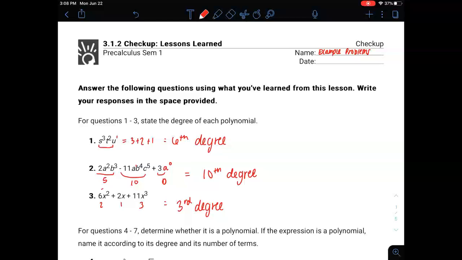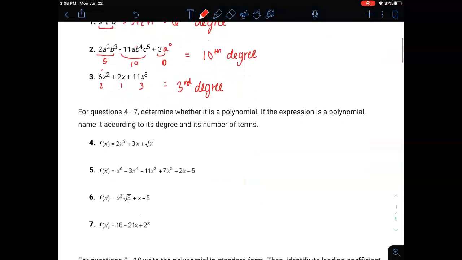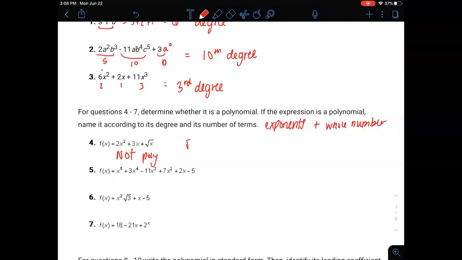All right, now 4 through 7, determine whether it is a polynomial or not. All right, determine if it is a polynomial or not, right? And so again, what we are looking for is exponents that are positive and whole numbers. All right, positive and whole numbers. And this one, okay, so 4 is not a polynomial. And the reason for that is because cube root of x is like saying x to the 1/3, right? So that's not a positive and not a whole number. So this one is not a polynomial.